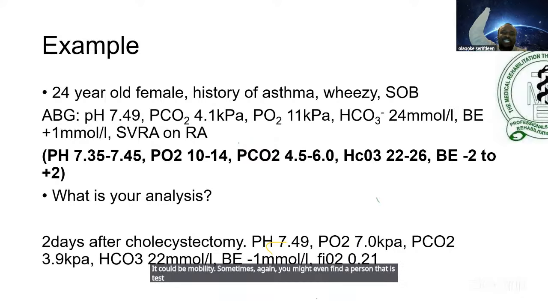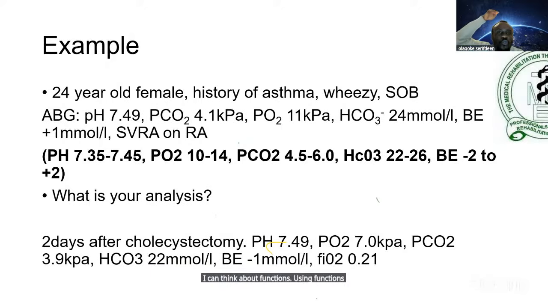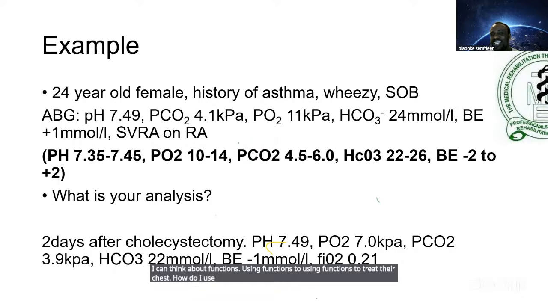Sometimes again, you might even find a patient that is chesty. Let's say they have chest infection and secretion on top of their asthma. When I go to their bedside, sometimes I can just say, what can I do with this patient? I don't want to further aggravate their bronchospasm. I can think about using function to treat their chest. How do I use function to treat that? See, the best form of treatment a physio can do for a patient is getting the patient up and moving.